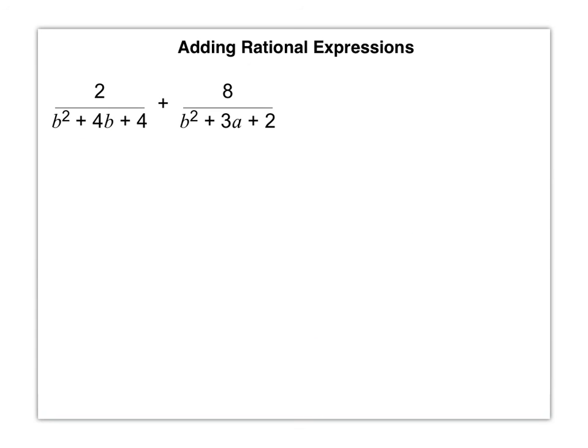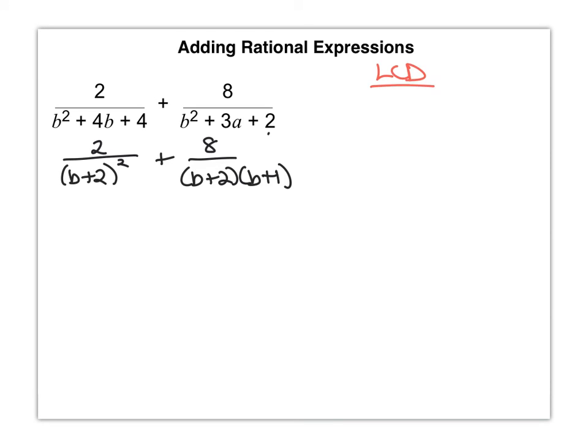All right, let's do one more example of adding rational expressions. We want to find an LCD, but before doing that, we want to make sure each fraction is written in factored form. For the first fraction, we have a numerator of 2, and the denominator can be factored as b plus 2 times b plus 2, which is the quantity b plus 2 squared. The second fraction, numerator is 8, and the denominator can be factored as b plus 2 times b plus 1, as that's a simple trinomial, and the factors of 2 that add up to 3 are plus 2 and plus 1.